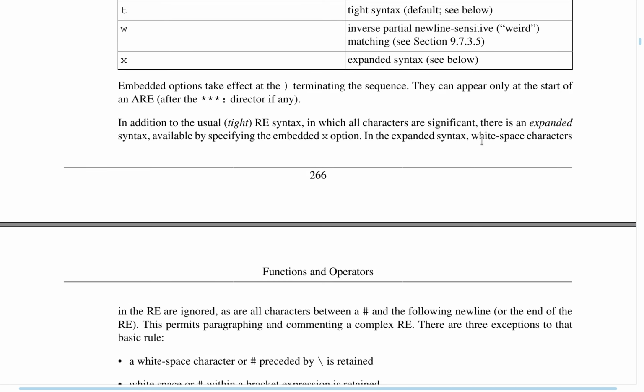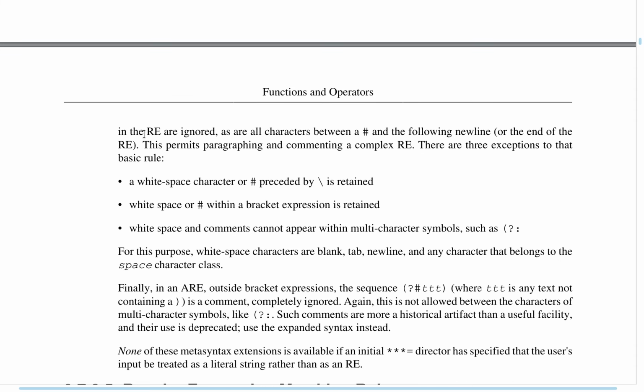In the expanded syntax, whitespace characters in the RE are ignored, as are all the characters between a hash and the following new line or the end of the RE. This permits paragraphing or commenting a complex RE. There are 3 exceptions to that basic rule.